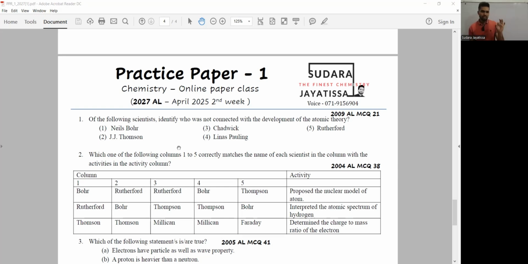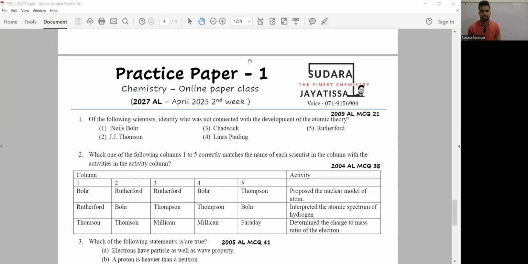Look at the first one. Of the following scientists, identify who was not connected with the development of atomic theory. In the classes you learned about atomic models, right? There were like 5 atomic models, and you know who was connected with them. Now there are 2 names in the 5 answers which are not familiar to you by now. For the first MCQ, of the 24 students who answered, 18 got the correct answer, right? So that is what?